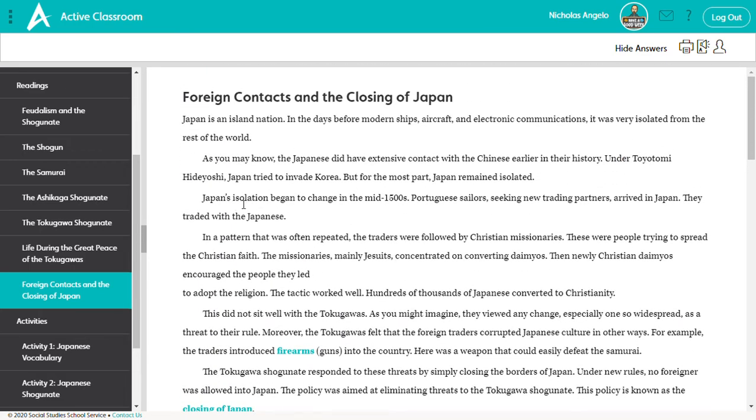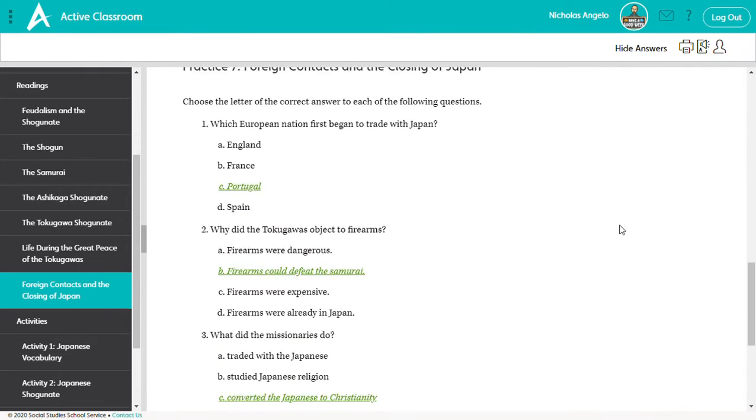It mentions that Japan ceased to be isolated in about the mid-1500s, and we've learned that the Portuguese were the first of the Europeans to start exploring, looking for sea routes to Asia, so they wouldn't be charged such high prices by the Muslims, by the Ottoman Turks, who controlled the trade routes between Europe and Asia once they gained control of Constantinople. So the Portuguese were the first to arrive from Europe in Japan, and they began trading there. 2. Why did the Tokugawas object to firearms?